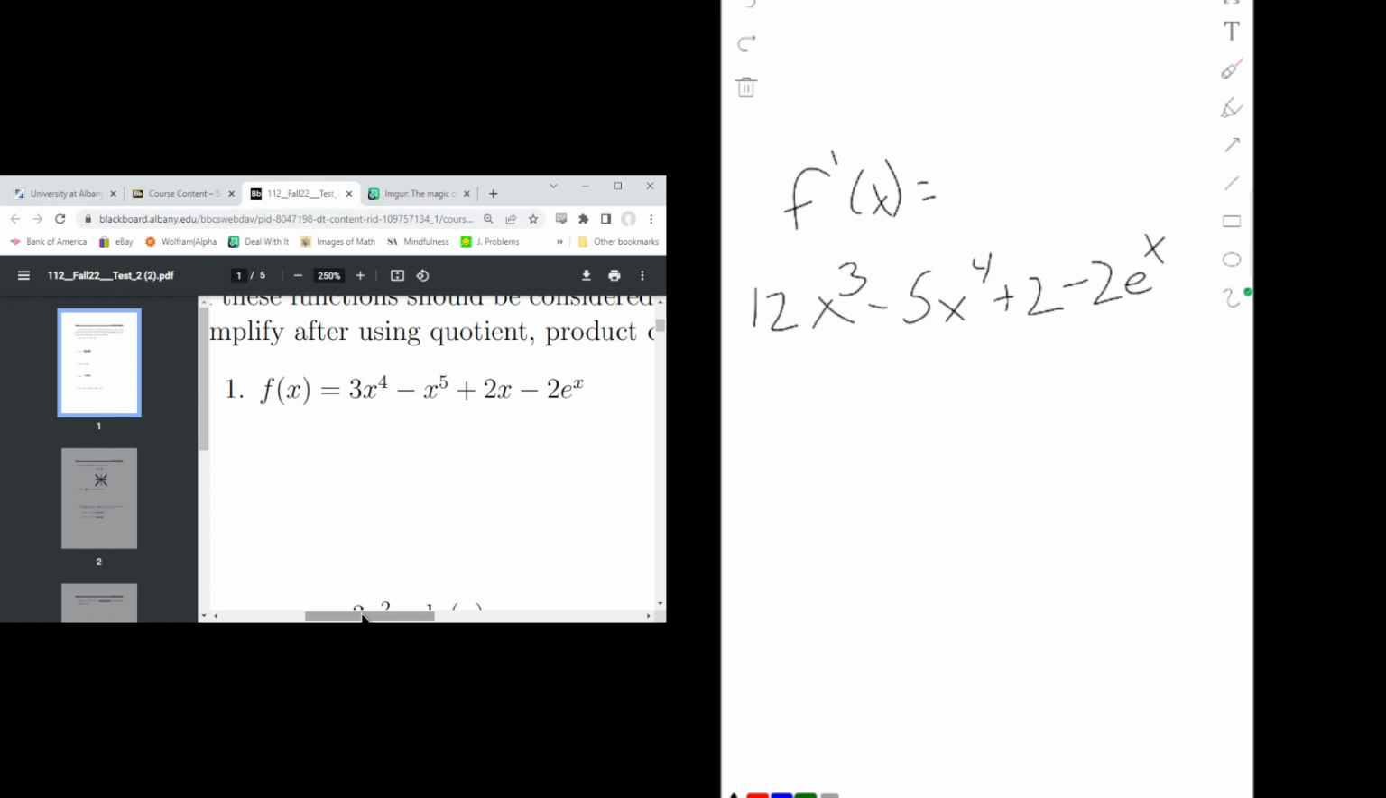All right? So that last one, 2e to the x, the way that was done was just using the constant multiple rule. Minus 2 times e to the x. The derivative of that will just be minus 2 times the derivative of e to the x. But the derivative of e to the x is just itself. Okay? So this was number 1.